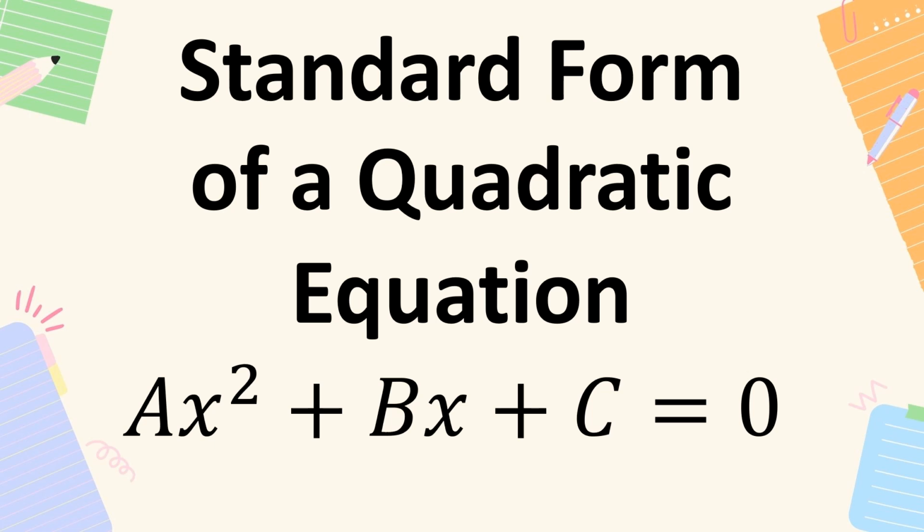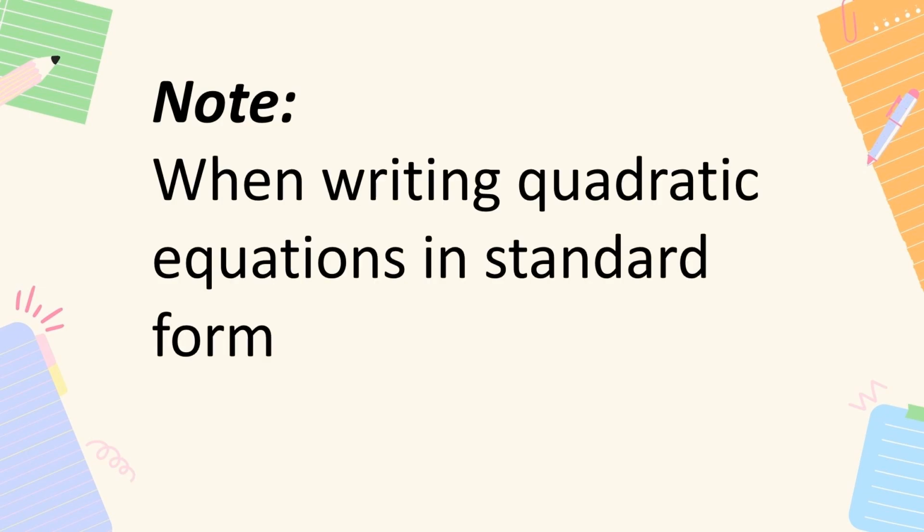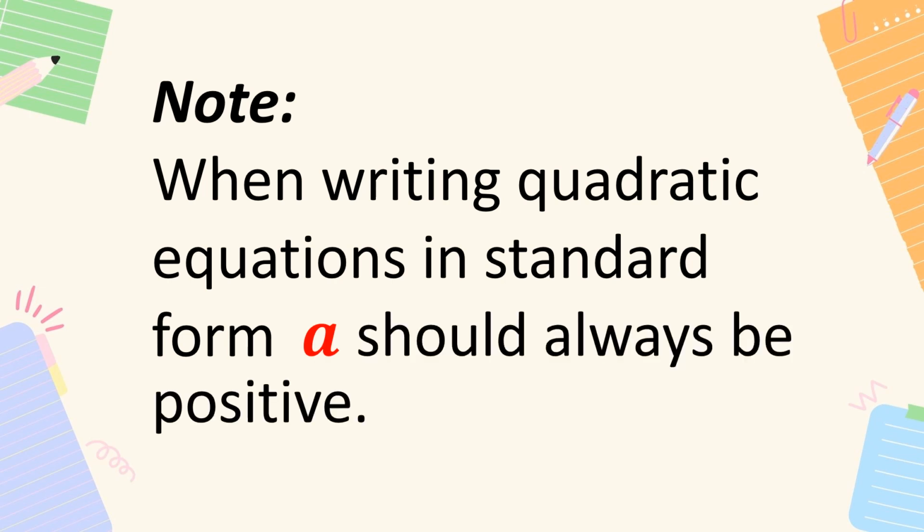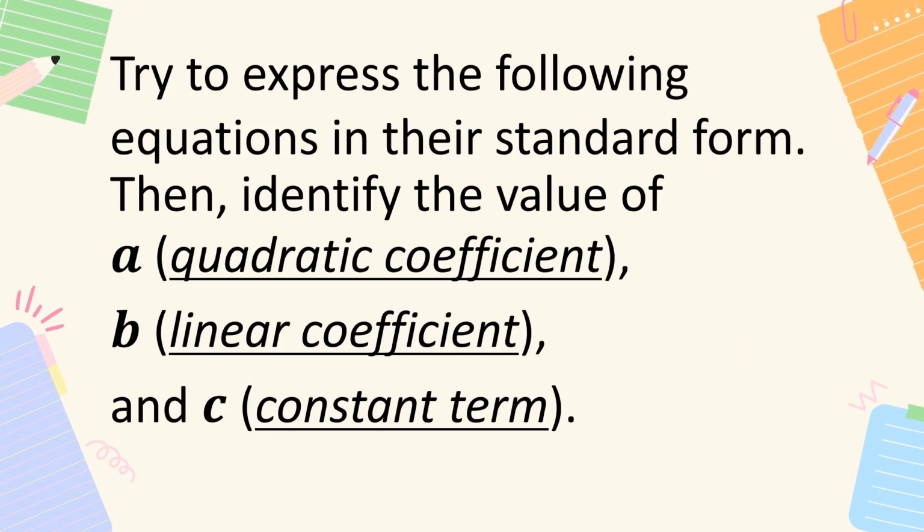The standard form of a quadratic equation is ax² + bx + c = 0. Take note that when writing quadratic equations in standard form, a should always be positive. Now we try to express the following equations in their standard form.